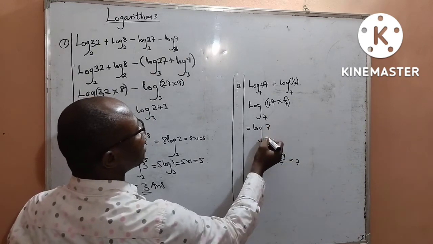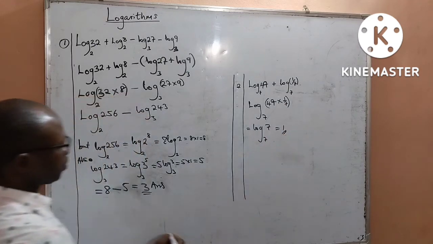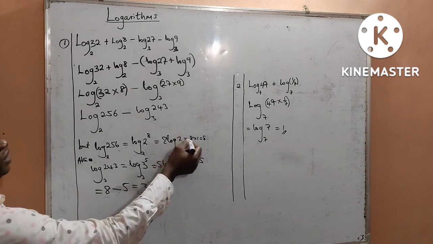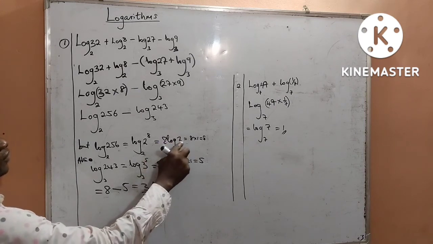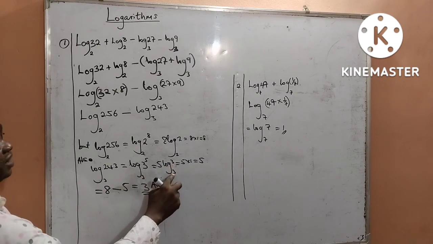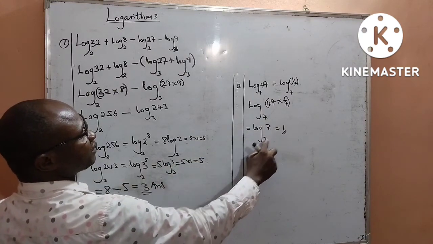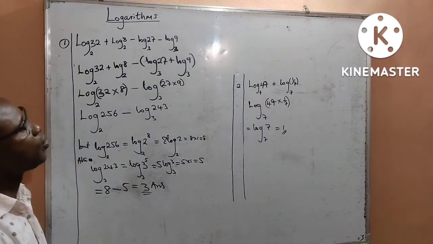Beautiful. So I can now write log 7 to base 7, which is equal to 1 according to what we did here, that the logarithm of 2 base 2 is 1, and the logarithm of 3 base 3 is 1. So therefore the logarithm of 7 base 7 is just equal to 1.